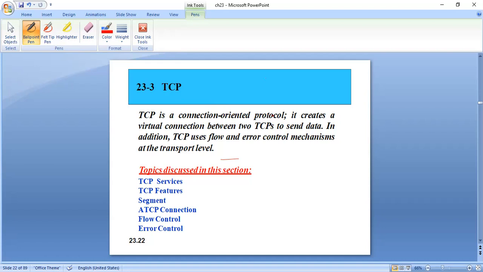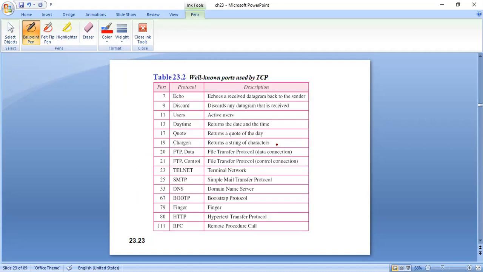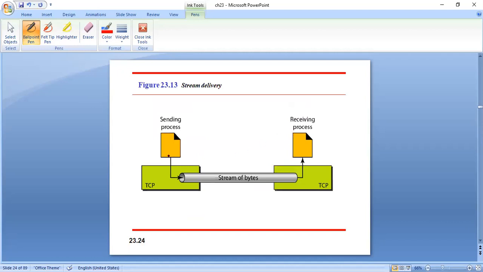TCP is a connection oriented protocol. It creates a virtual connection between two points to send the data. In addition to that, it has flow and error control mechanisms, which are not there as part of UDP. So the topic we discussed right now is TCP services. For process to process communication, TCP uses well known port numbers: 80 is most important for us, as well as 53, and Telnet 23, and 20 and 21 for FTP. Now this is how the stream delivery service is offered.